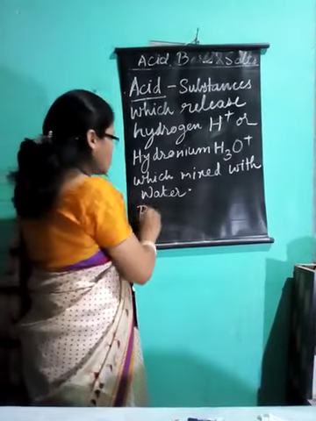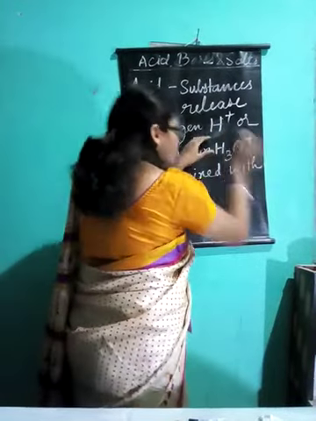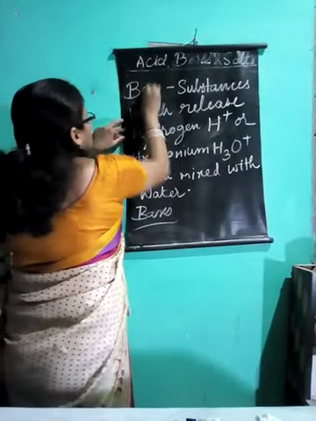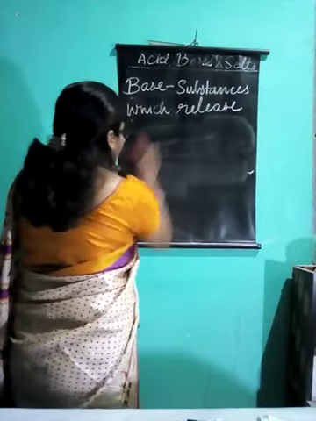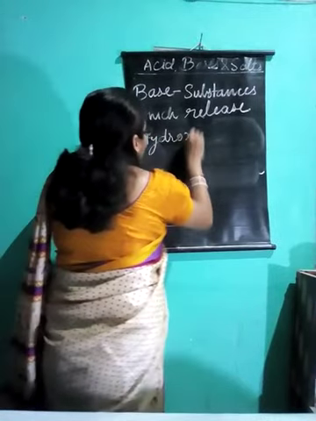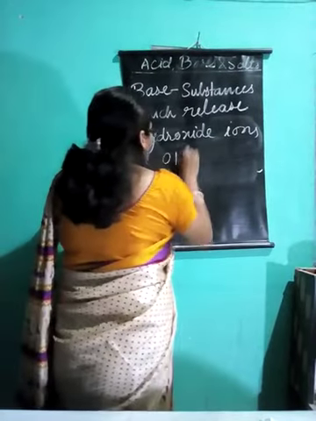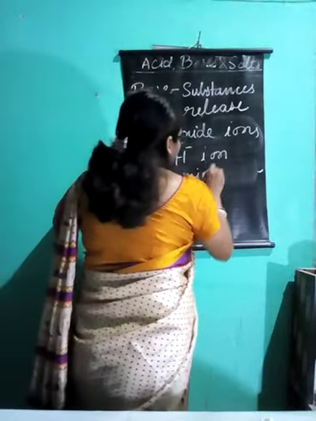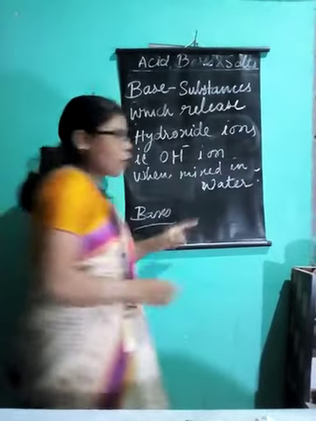Now bases. What are bases? Bases are also substances which release, not hydrogen ions, but hydroxide ions, that is OH minus ions, when mixed with water. This is base.